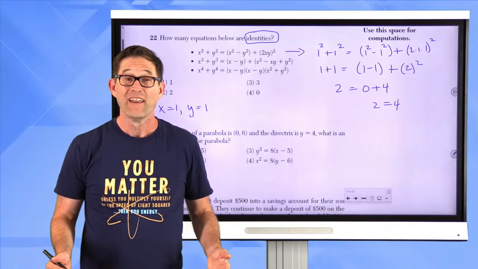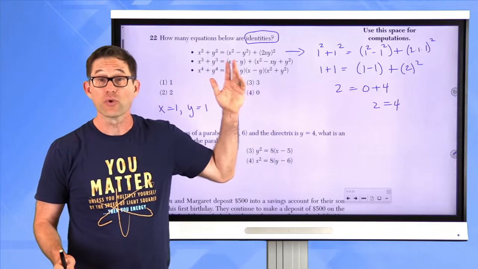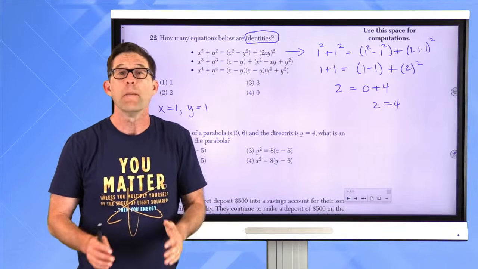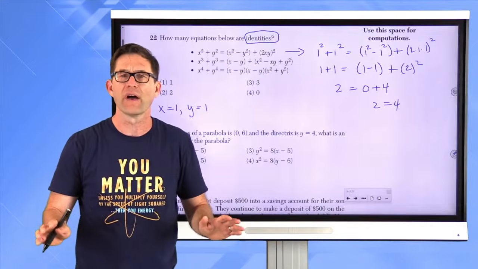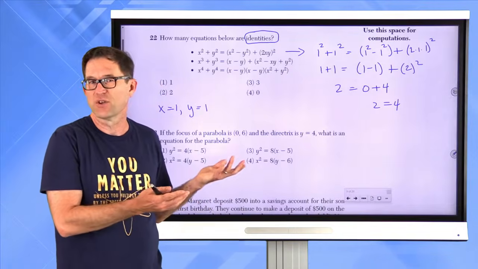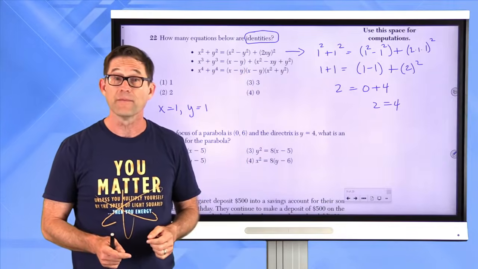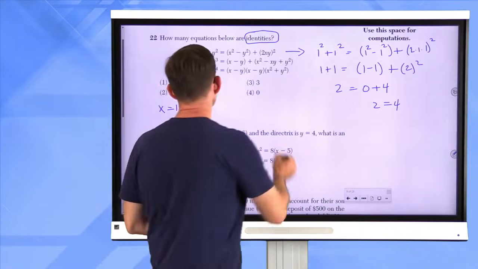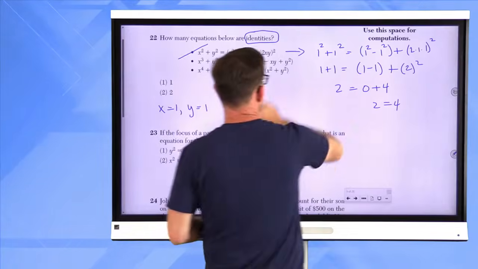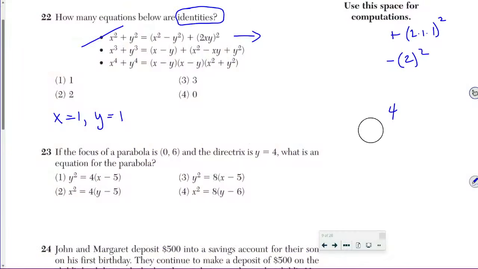Because it's not right, that first one can't be an identity. Now, that first one will be true for certain values of x and y, but an identity has to be true for all values of x and y. Since I chose a nice simple one to test it with and it failed, it is not an identity. So number one is not an identity. Great, let's do the next one.